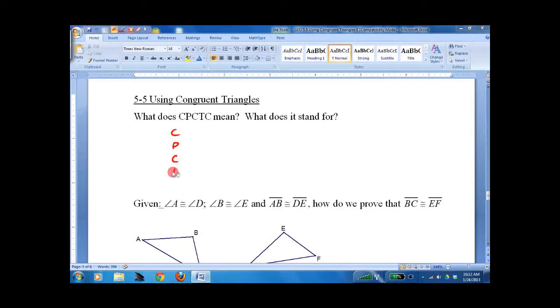CPCTC stands for congruent parts of congruent, corresponding parts of congruent triangles are congruent.